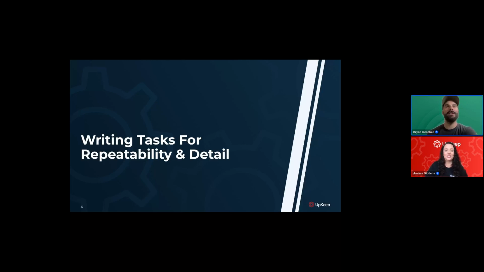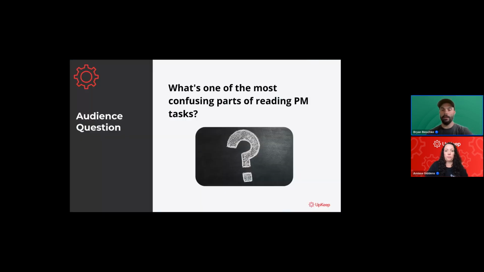All right. Writing tasks for repeatability and detail. Okay, question for you guys. What's the most confusing part of reading PM tasks? Now, the prior question was big picture, right? What are the bigger things? Think about the tasks that you see every day. What's the most confusing or maybe misunderstood part that you see every day in the actual tasks that are assigned to you?